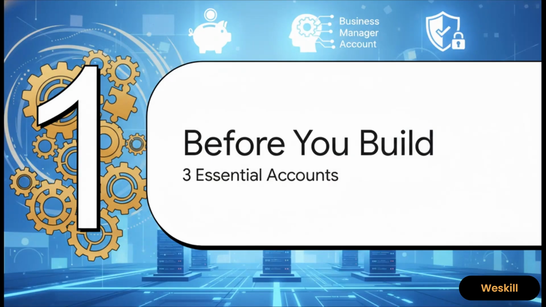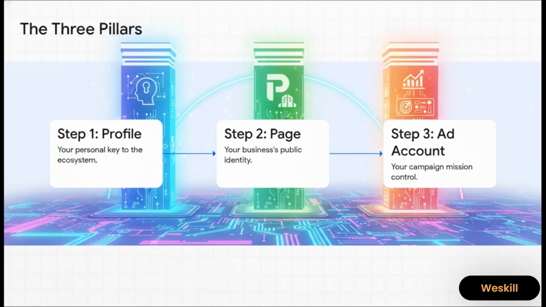Before we even think about ad copy or targeting, we have to get our house in order. There are 3 core accounts that you absolutely, positively must set up correctly. This part is completely non-negotiable. These are the 3 pillars of your advertising world on Meta. You've got your personal profile, a business page, and an ad account. Each one has a very specific job, and they all have to link together to make any of this advertising stuff possible.